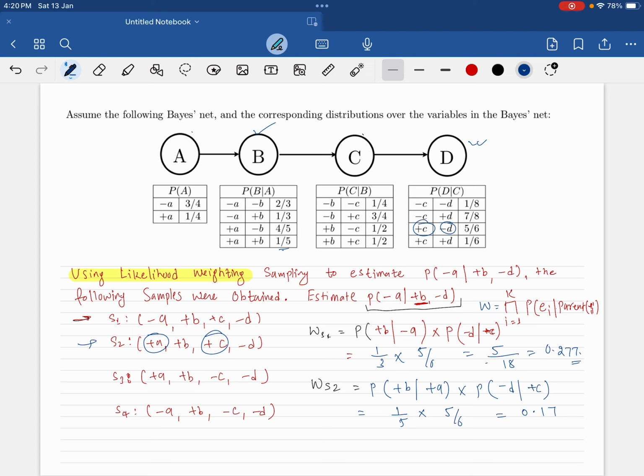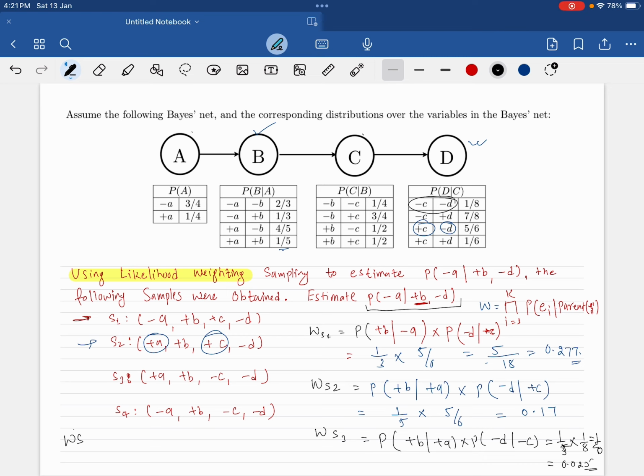Okay, similarly, you can find the weight of this sample S3. That will be probability of plus b given plus a into probability of minus d given minus c. So 1 by 5 into this one, 1 by 8. So that will be 1 by 40. That will be 0.025.